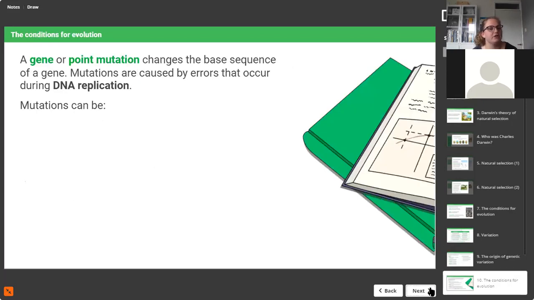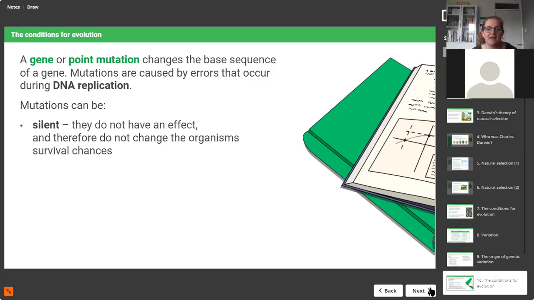So, the conditions for evolution. A gene or point mutation changes the base sequence of a gene. Mutations are caused by errors that occur during DNA replication. So we have to have this occur: some sort of change in the genetic code. Mutations can be silent. They do not have an effect, and therefore they don't change the organism's survival chances.